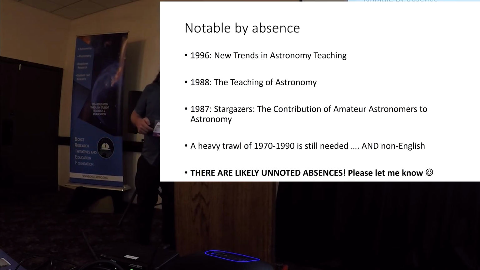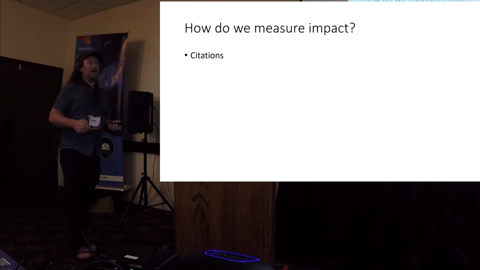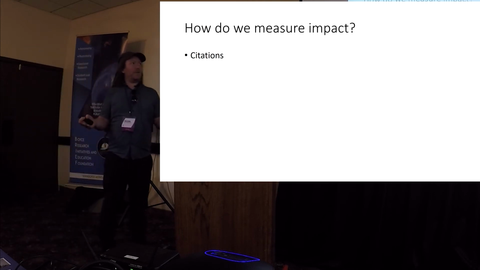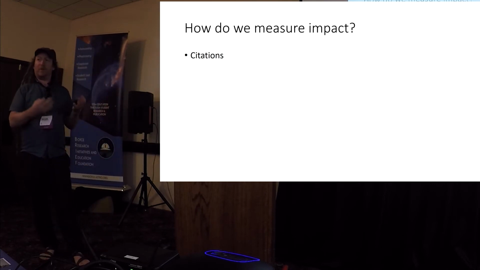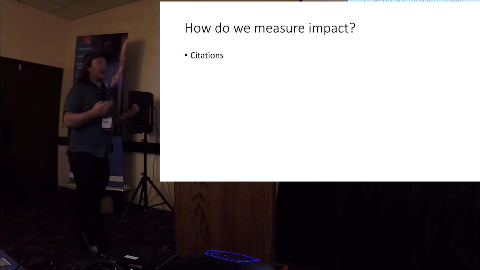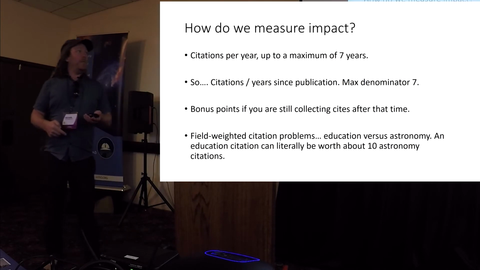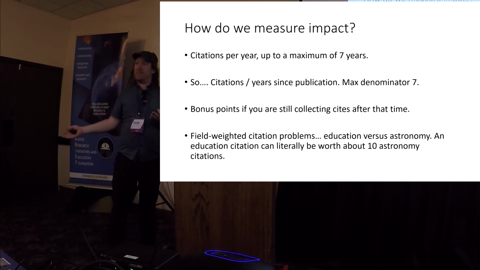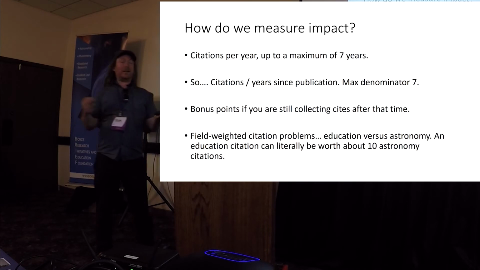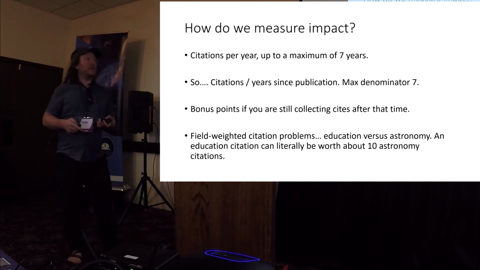Okay, so let me know if there's something missing from this batch. Because I'm just giving an overview, I thought, how will I measure impact? And most of you know citations, who writes and references your work in future publications. So I've decided that I'd figure out how many citations a paper got per year, up to a maximum of 7 years, because after 7 years you wouldn't expect to cite it anymore.